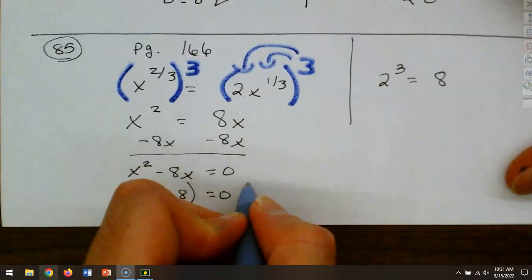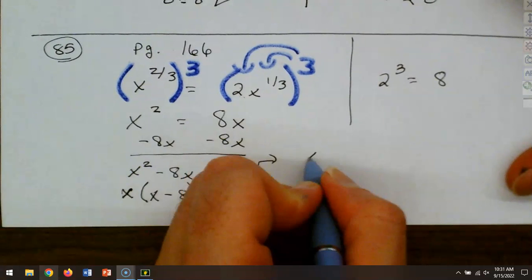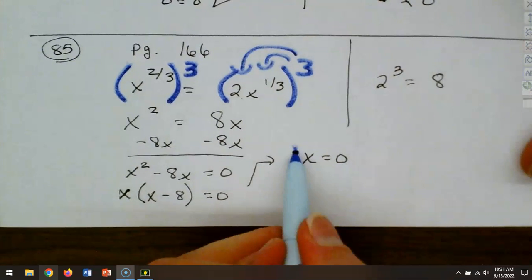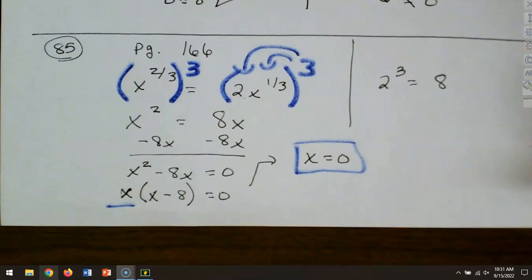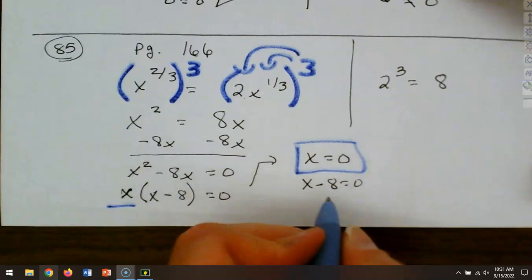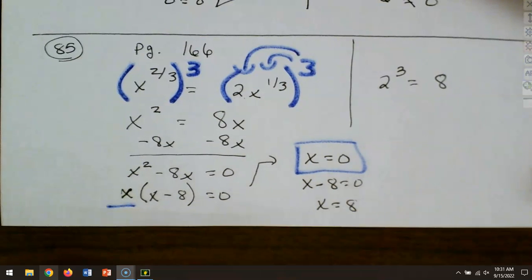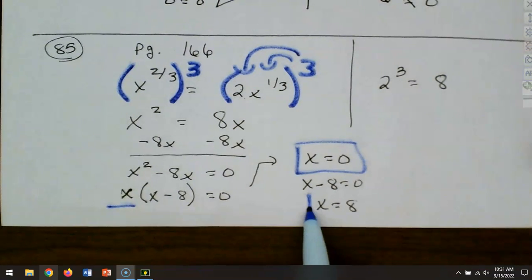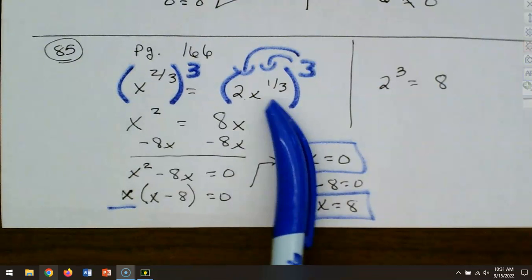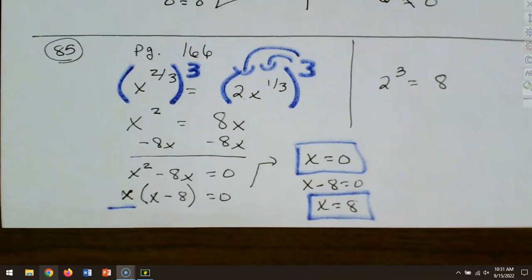And what are my two solutions going to be? Well, one solution, and don't forget about it, is 0, because that came from that piece right there. What about the other one? The other one is x minus 8 equals 0, and so x equals 8. We do not have to check these. You only have to check the fractions and the square roots. Fractional powers are okay, so you don't have to check them. These are our two solutions.